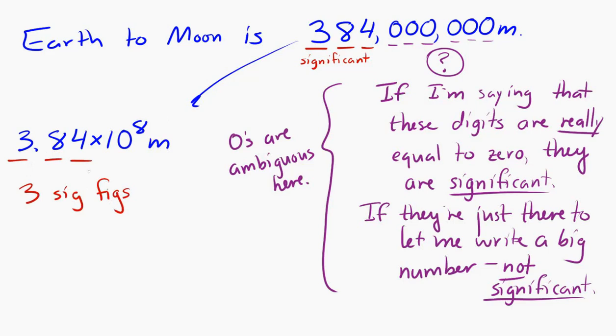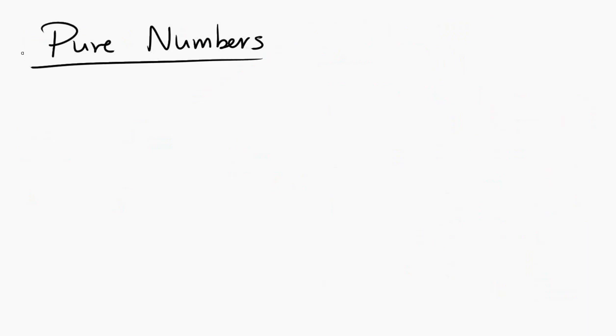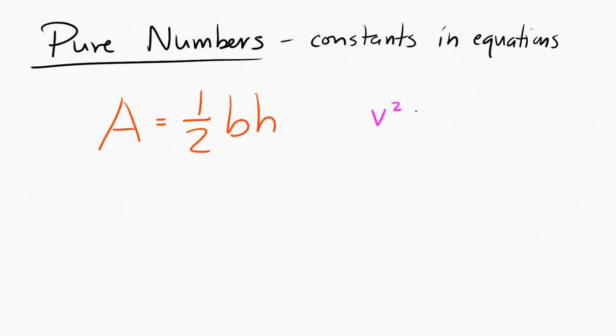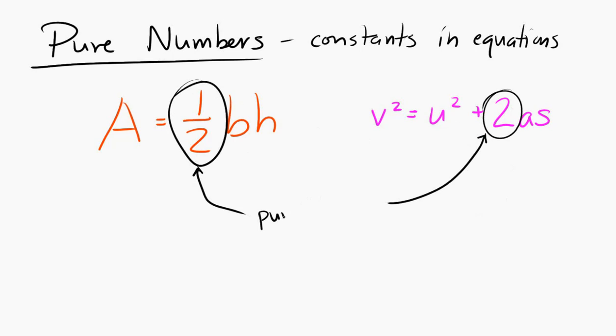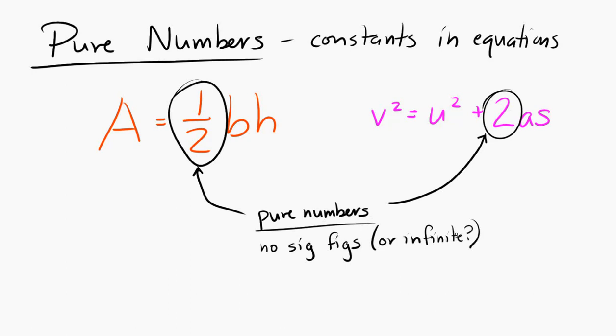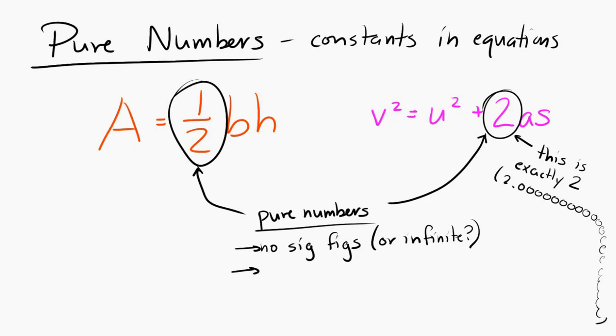There are also numbers that are out there called pure numbers. Pure numbers are constants that show up in equations. So like the area of a triangle is 1/2 base times height, or v squared is equal to u squared plus 2as. The 1/2 in the triangle area equation is a pure number. It doesn't have any significant digits, or another way to think about it is it has an infinite number of significant digits. It's a perfect number. We know all of the digits. So like in v squared is equal to u squared plus 2as, we know that that 2 in the equation is an exact 2. Now, we don't write out 2.000000000000000. We just write out 2. But that's because it's assumed to be a pure number. It comes from pure math, not from measurements, and so you don't have to consider its significant digits.